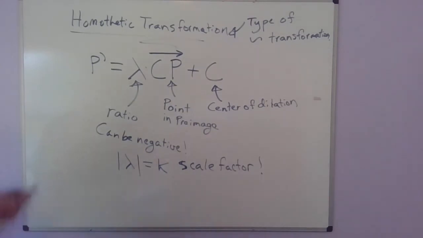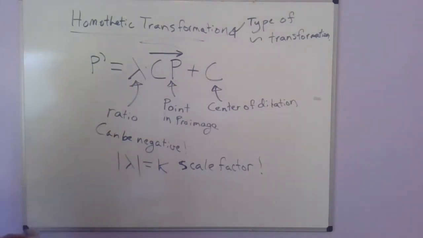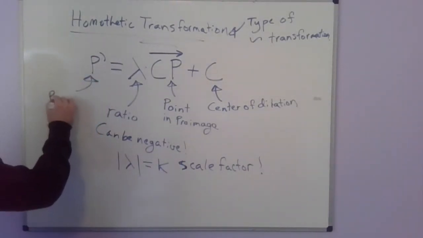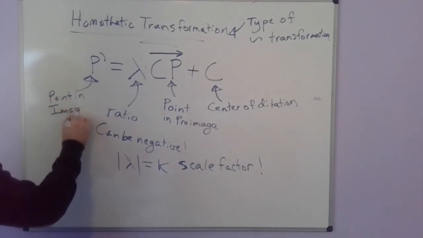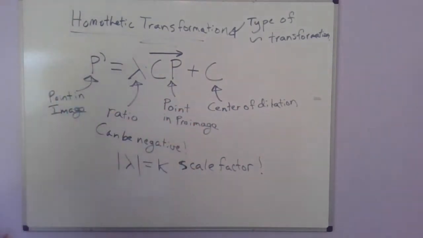All right, now let's put this all into context. And this is our point that it's being mapped to. This is our point in our pre-image. I mean point in image. So we're taking it in our pre-image, we're mapping it to our point in our image.